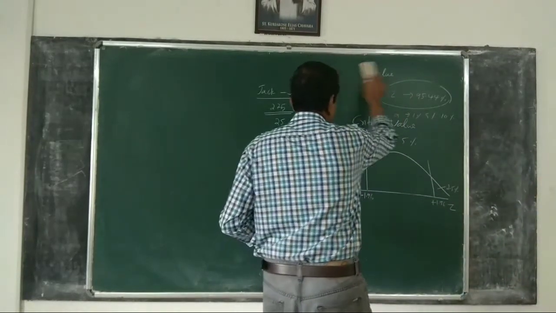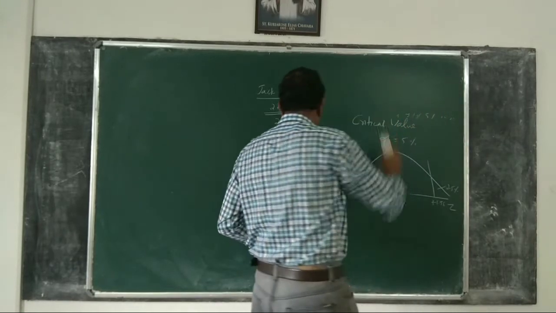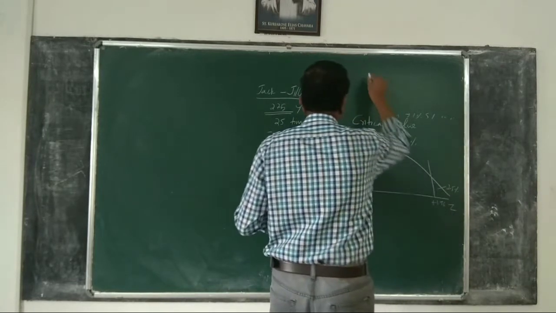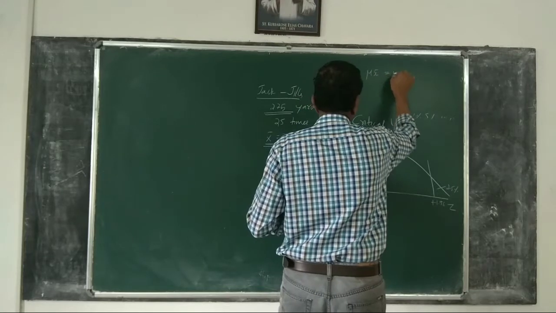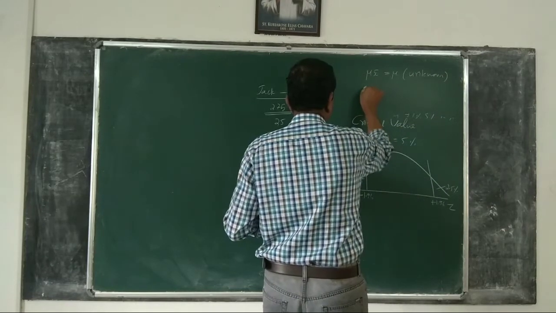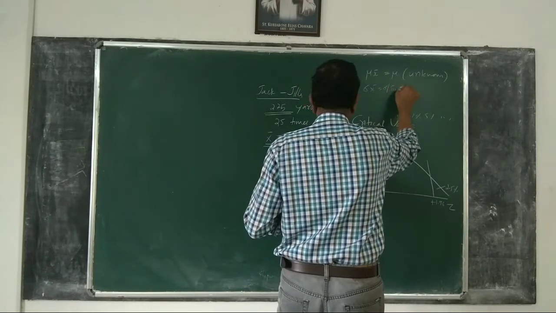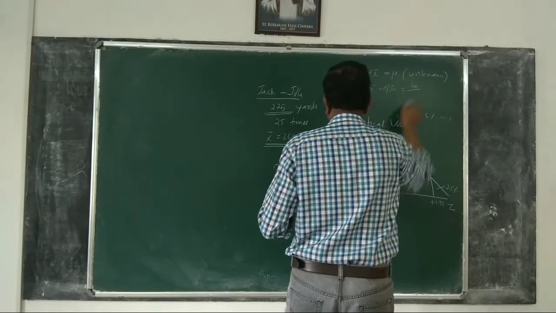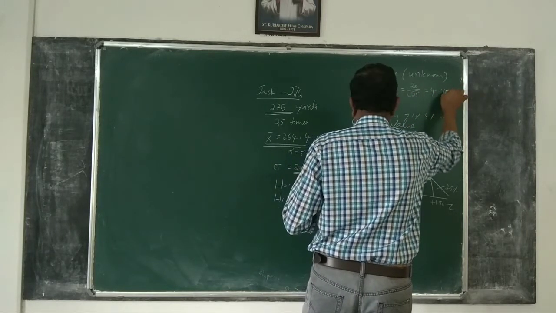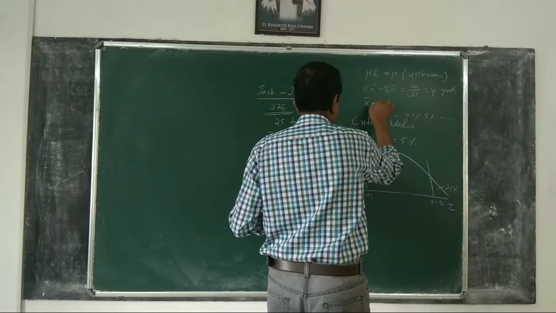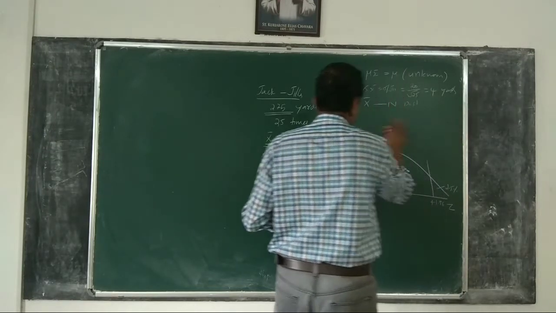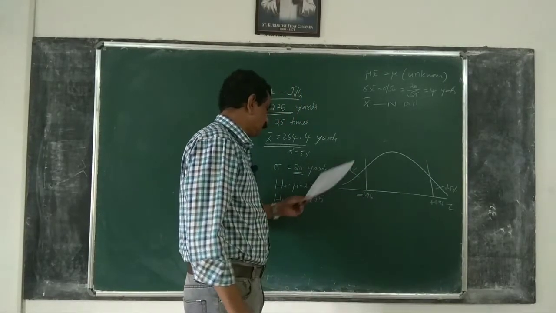Now, the sampling distribution of the sample mean. As the population is assumed to be normally distributed, the distribution of the sample mean is also normally distributed, with mu of x bar equal to mu, an unknown quantity, and sigma of x bar equal to sigma by root n, which is 20 by root 25, equal to 4 yards. X bar is normally distributed.